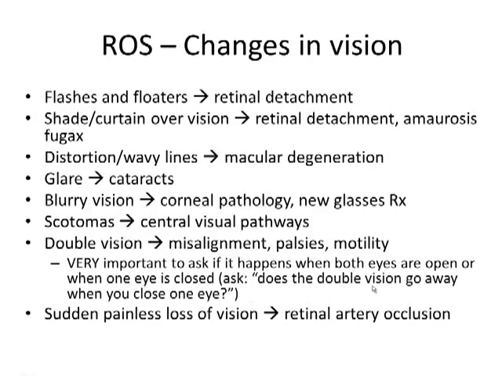A monocular double vision, on the other hand, where double vision remains even with one eye closed, is a central issue and is more rare and definitely more difficult to treat. And then last but not least, if somebody complains of sudden painless loss of vision, this is a red flag for what you call retinal artery occlusion, which can lead to permanent vision loss. So flashes, floaters, shades or curtains over your vision, any distortion or wavy lines, glare, blurry vision, scotomas, and double vision. These are all ROS questions that you can ask somebody that comes in with an eye complaint to help you narrow down the reason for their complaint.